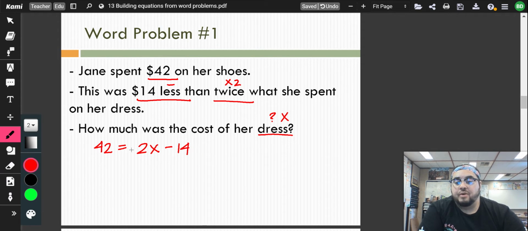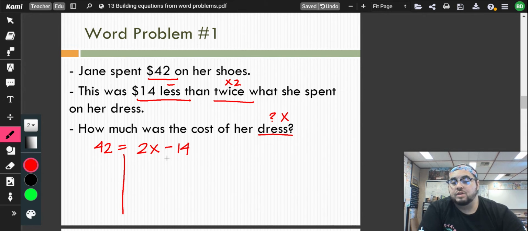Now, what I like to do before I solve is I go and I read through the equation that I just created and see if it makes sense with the story from the word problem. So the cost of her shoes is $42. That's equal to twice what she spent on her dress, which I don't know how much that was, and then $14 less than that. So this equation jives exactly with what is in the word problem. So I can go ahead and solve this.